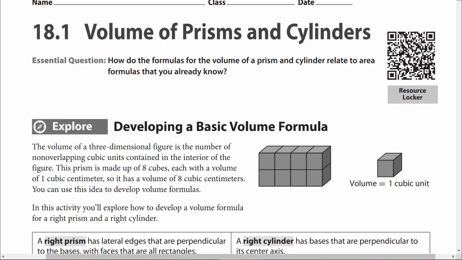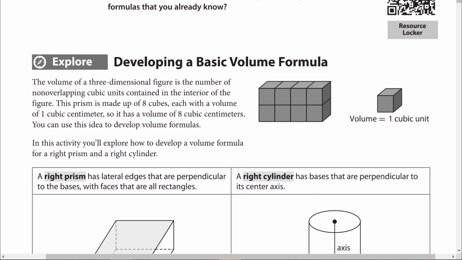All right, hello. So we're going to be talking about the volume of prisms and cylinders today. It is lesson 18.1 for geometry, 21.1 for math 3. Let's get started. So first off, we're going to be looking at some basic volume formulas.